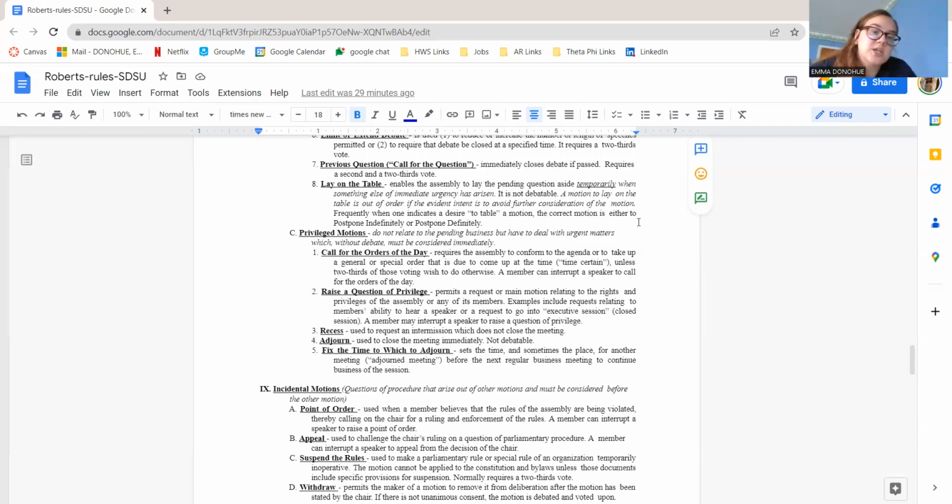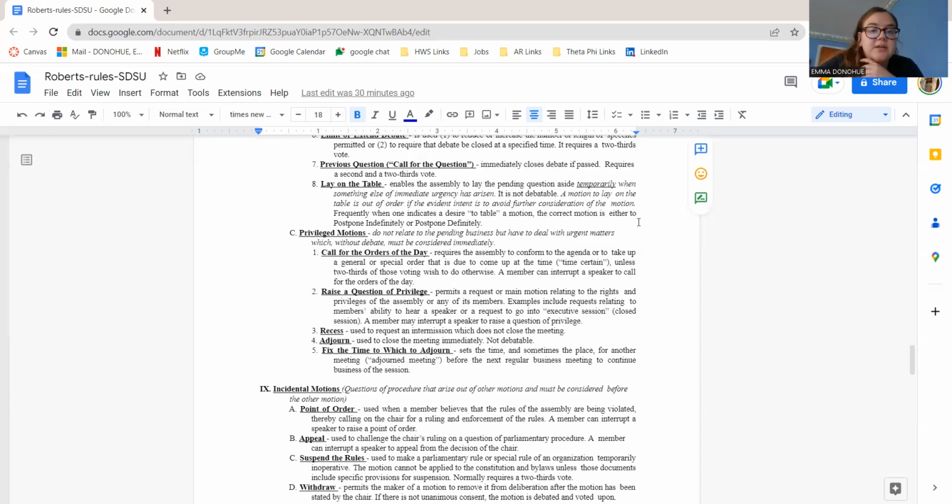There is a raise a question of privilege, which permits a request or main motion relating to the rights and privileges of the assembly or any of its members. Examples include requests relating to members' ability to hear a speaker, or requests to go into executive session, which is a closed session. A member may interrupt a speaker to raise a question of privilege.